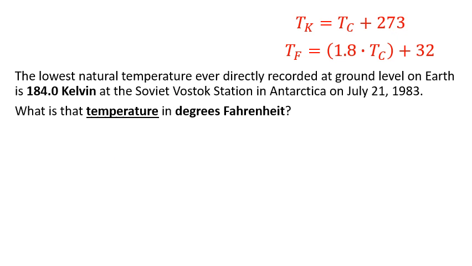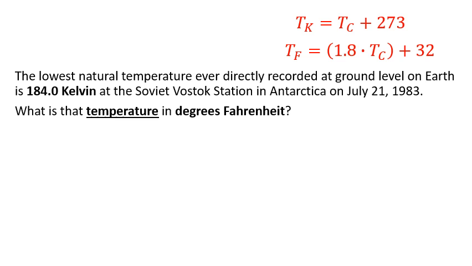For our last slide, we're going to kind of have to combine two different things, and that's because we have no formula that goes straight from Fahrenheit to Kelvin or Kelvin to Fahrenheit. So the lowest natural temperature ever directly recorded at ground level on Earth is 184 Kelvin at the Soviet Vostochny station, I'm not quite sure on that pronunciation, in Antarctica on July 21st, 1983. What is the temperature in degrees Fahrenheit?